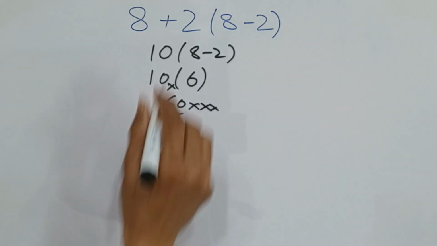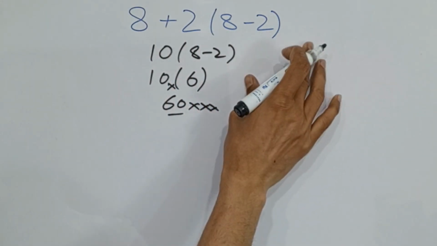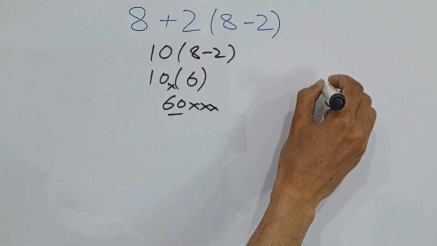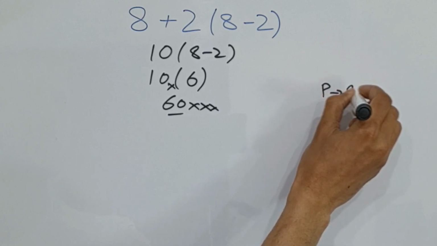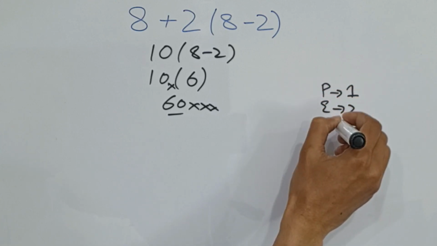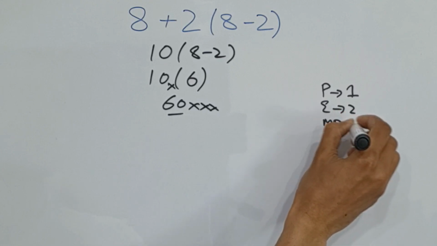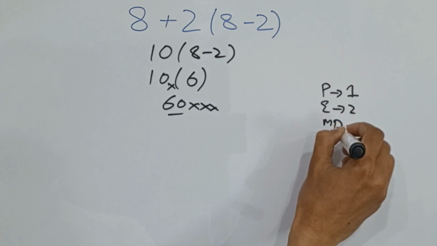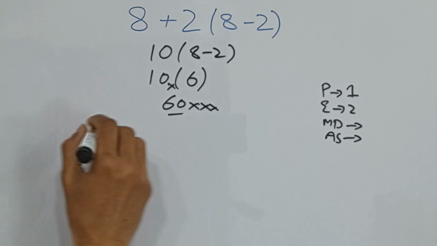So first of all, follow the order of operations. We use the PEMDAS rule. Parentheses first, then exponents, right? Then multiplication and division from left to right, and then addition and subtraction from left to right.